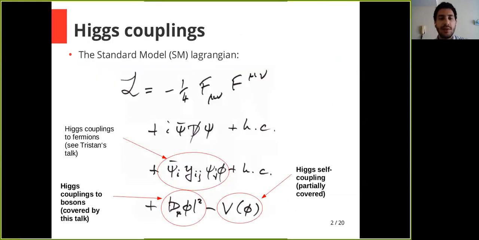Let's start from the Standard Model Lagrangian. While the first two terms describe the interactions of the gauge bosons with themselves and with the fermion fields, the last three describe the Higgs potential and its interaction with the other Standard Model fields. This term here is the one truly relevant for this presentation because it describes the interaction of the Higgs with the other bosons.